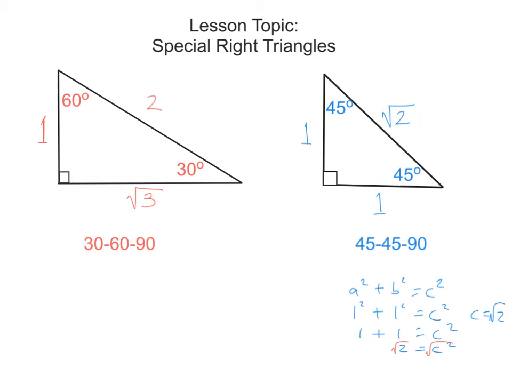This is always going to be the square root of 2. We could have done the same thing over here with this triangle. We could have talked about this as being a and this as being c and found that the square root of 3 would be the long side.